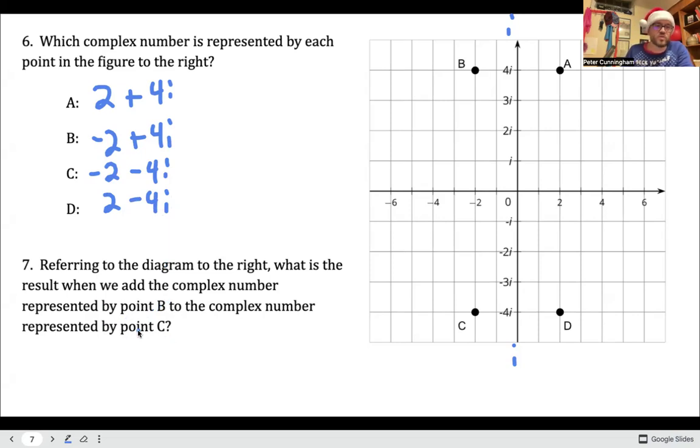So referring to the diagram, what is the result when we add B? So -2 plus 4i. So if we add that with point C, which is -2 minus 4i, add these, -2 and -2 make -4. 4 and -4 gives me nothing. I just end up at -4, which means I would be right here. That's them added.